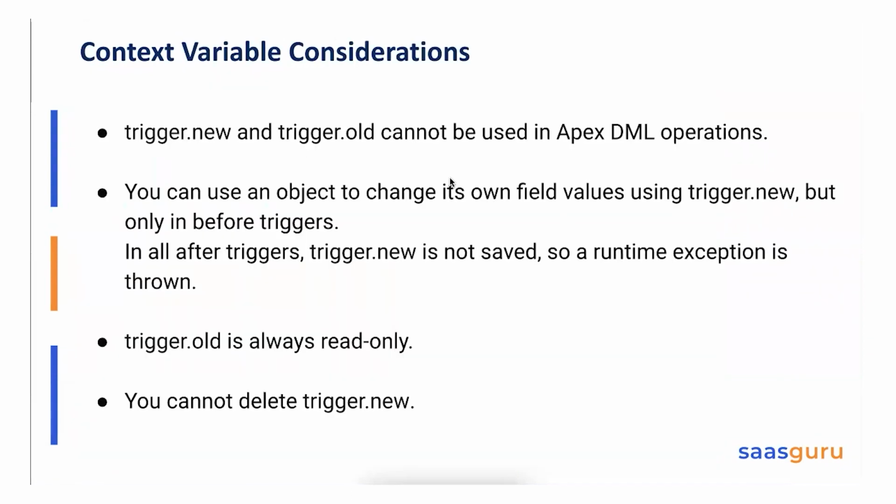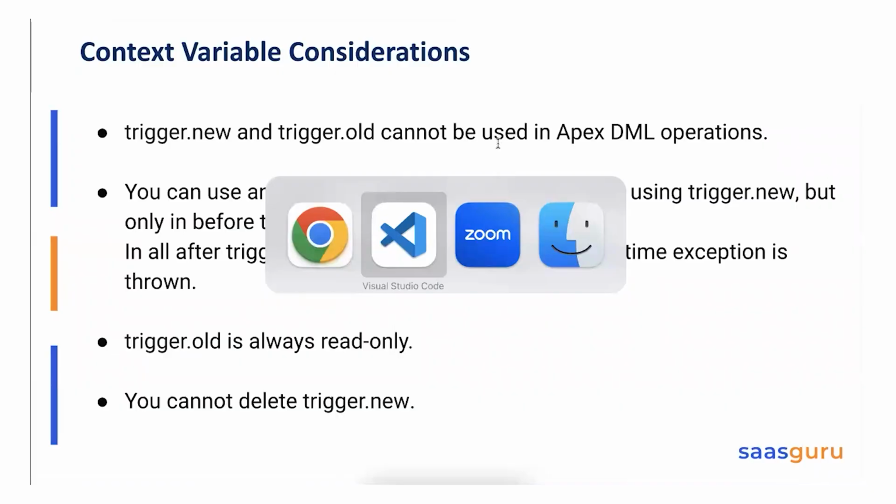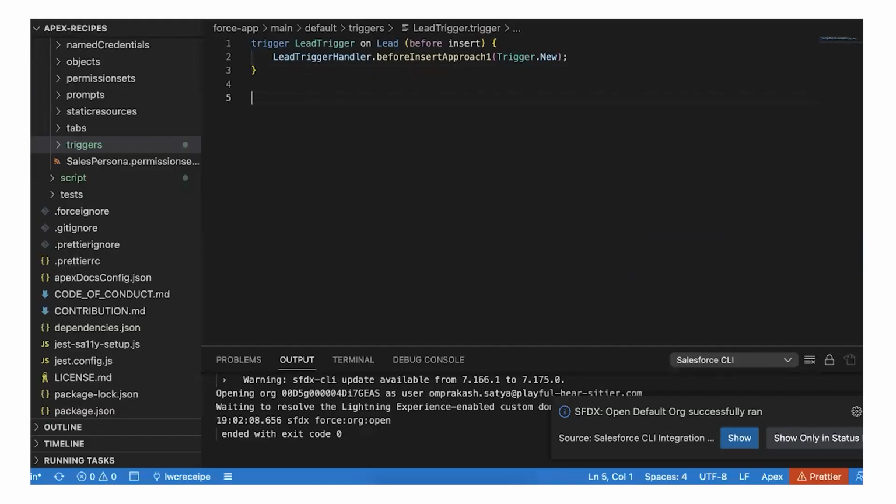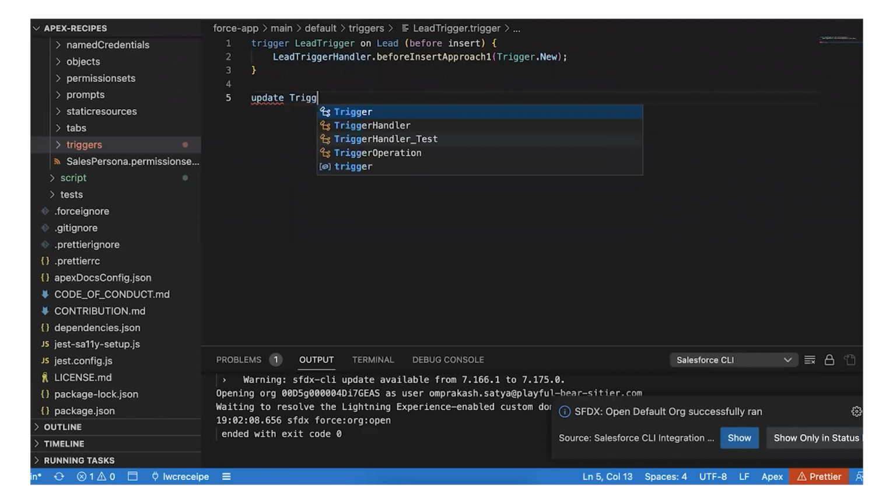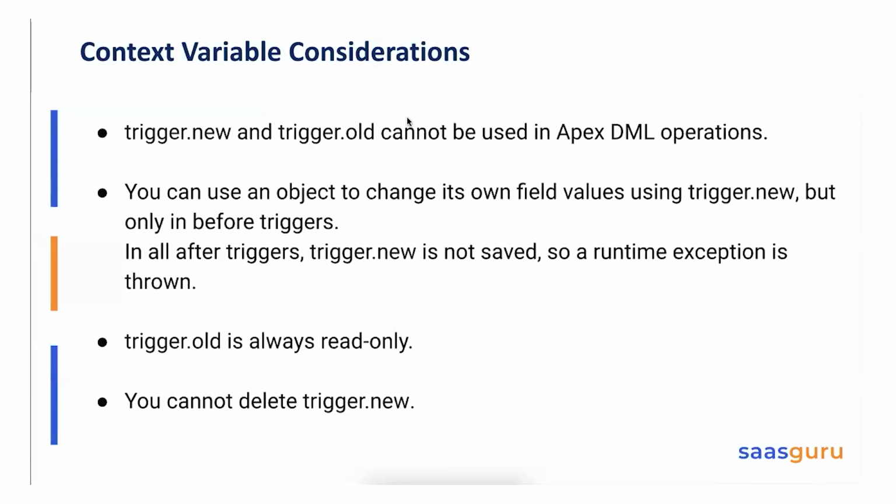For the context variables we have discussed, now there is some consideration. Trigger.new and trigger.old cannot be used in Apex DML operations. Means, let me go here in my org, and suppose I am writing update trigger.new, it will give you error. It is not suggested. So the first line is about that.